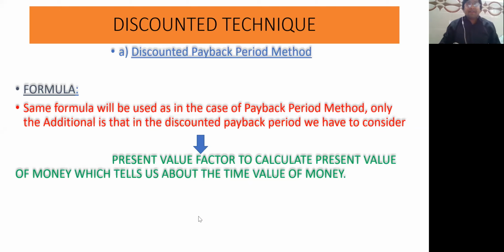So, see, this is the discounted payback period method. The only thing is that here the PV factor is considered and all the things will be the same.